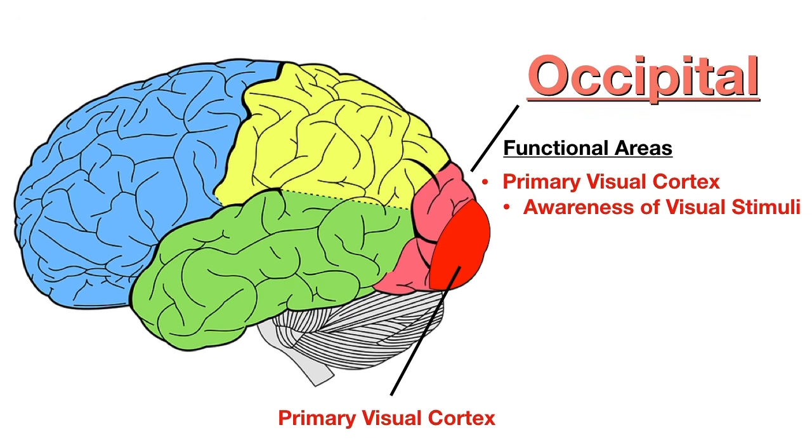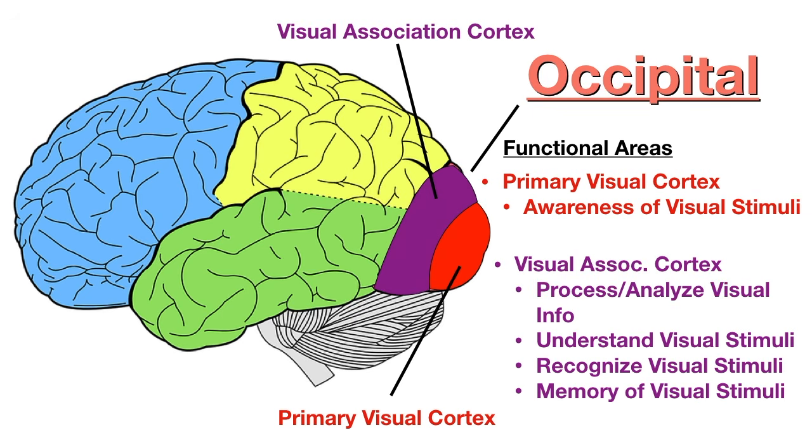Well, now we have to process and analyze this information. And how are we going to do that? You're probably catching on to the pattern here. It's another association cortex. Rightfully so, it's called the visual association cortex. So again, we saw the primary motor cortex and motor association cortex in the frontal lobe. We saw the primary somatosensory cortex and somatosensory association cortex in the parietal lobe. And now we're seeing the primary visual cortex and visual association cortex in the occipital lobe.